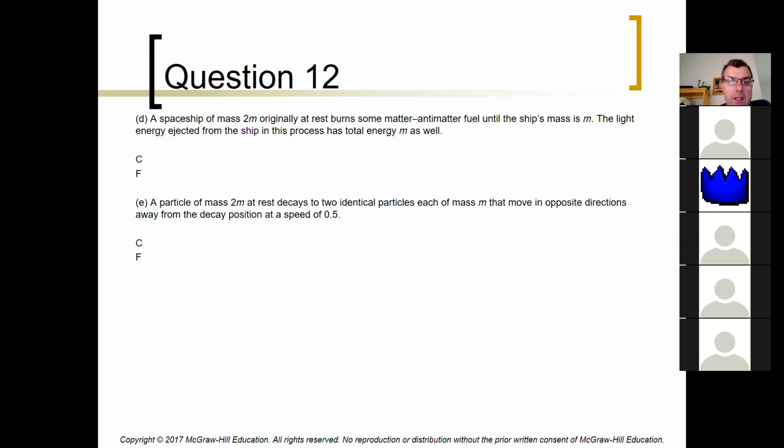Finally, a spaceship of mass 2m burns some matter antimatter fuel until the ship's mass is m. The light energy ejected from the ship has total energy m as well. So it burns half of its mass. And then finally, a particle of mass 2m decays into two identical particles, each with mass m, and they move in opposite directions at a speed of 0.5.